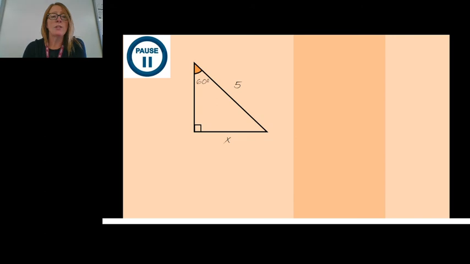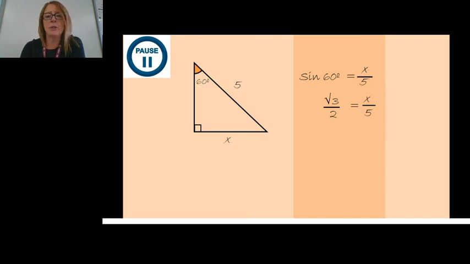Okay, one more question for you to have a go at. Okay, so for this one, we've been given an angle of 60 degrees and opposite it is x. And there's also the hypotenuse given there, okay? So I know this is OH, which is sine 60, okay? And I'm going to substitute in the values I know. So the opposite is x and the hypotenuse is 5, so it's x over 5. The value of sine 60 is root 3 over 2, and that is equal to x over 5.